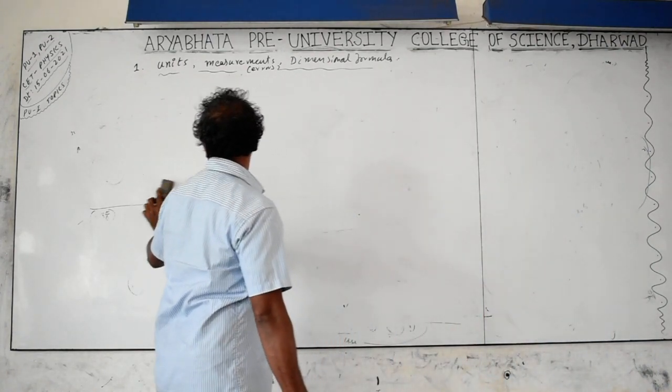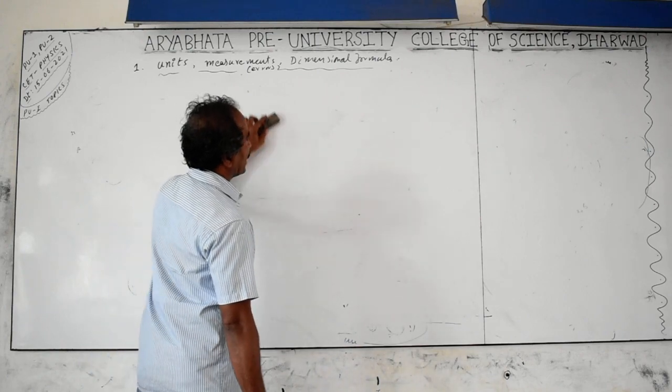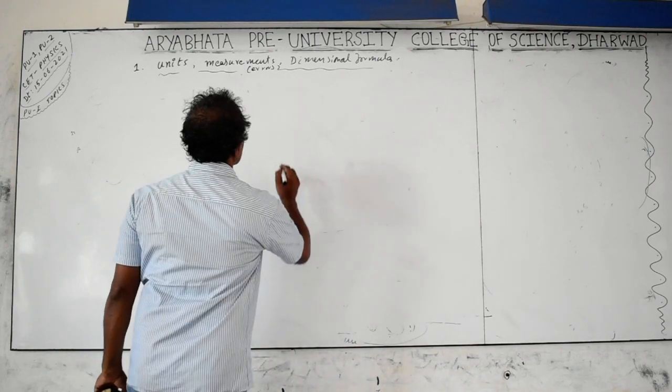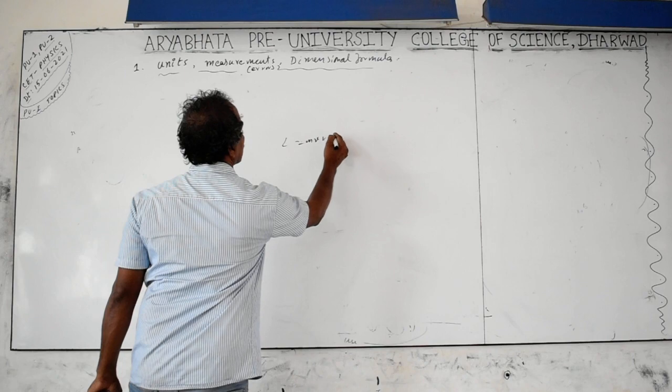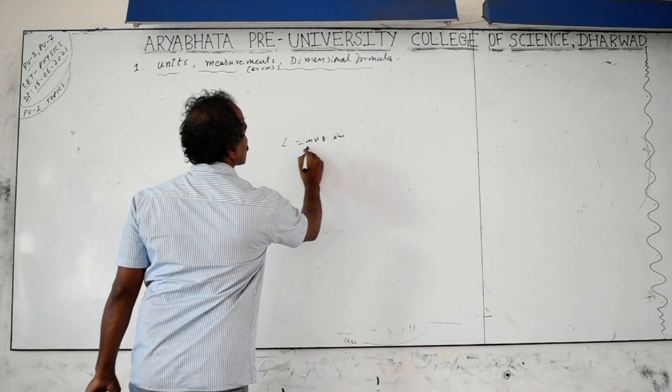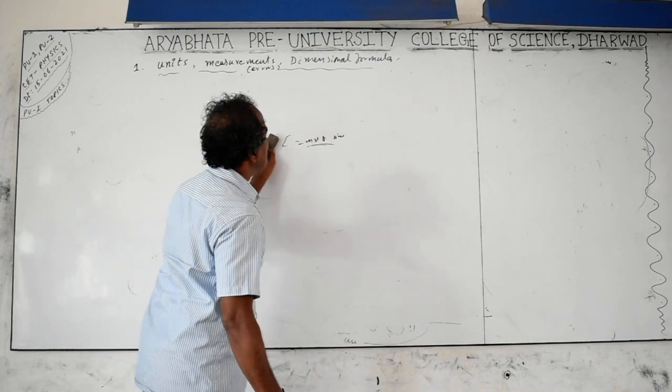If you know the physical formula, we can write the dimension formula, like angular momentum. L equals mvr sin theta. Sin theta doesn't have dimensions. So if you know the formula, you can write the dimension formula for angular momentum.